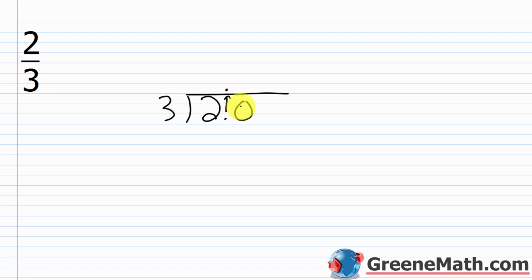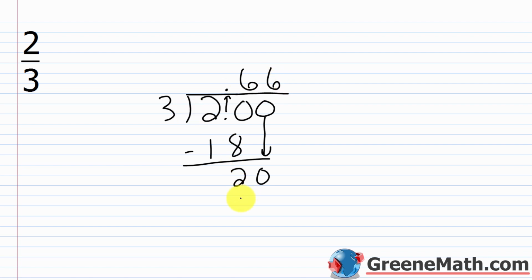3 will go into 20 six times. 6 times 3 is 18. Subtracting, you would get 2. I could put another 0 and bring that down. 3 goes into 20 again, 6 times. 6 times 3 is 18. Subtracting, you would get 2.